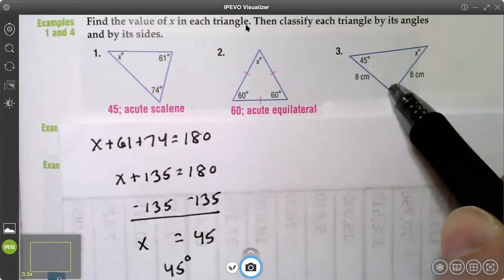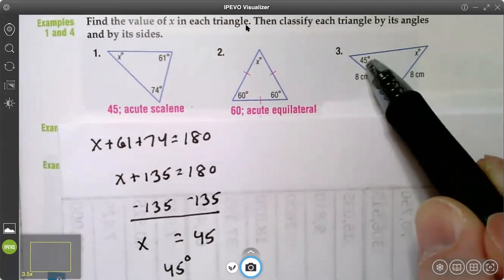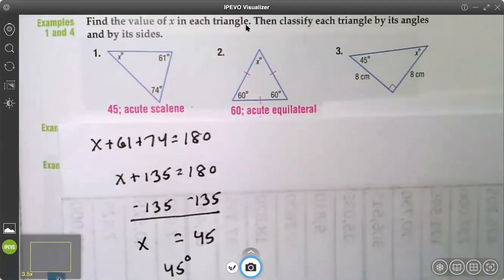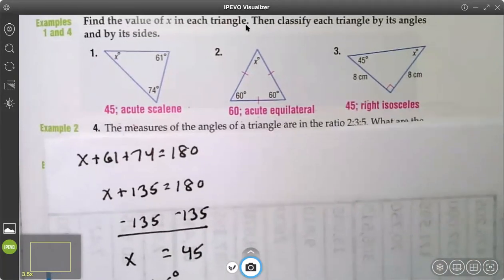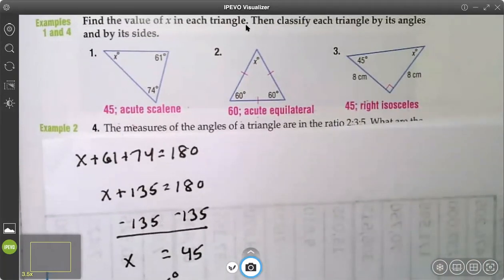I have a right angle, which makes it a right triangle, and I have two sides the same, and I also have two angles the same. That makes it isosceles. So the answer is 45 degrees, and it is a right isosceles triangle.